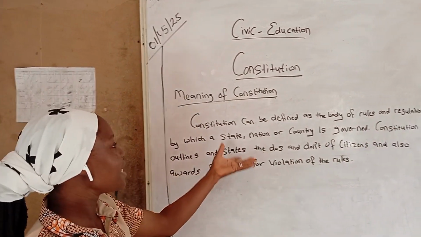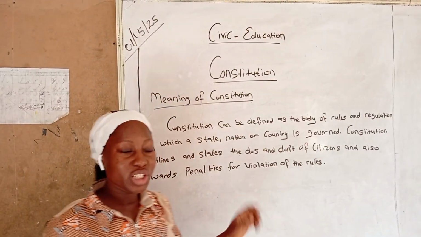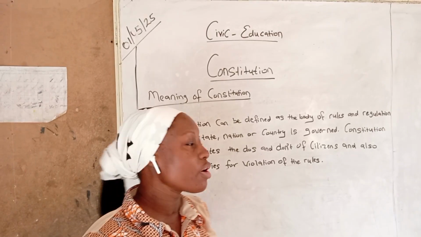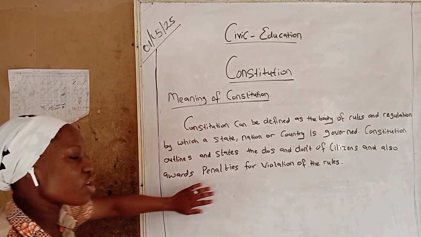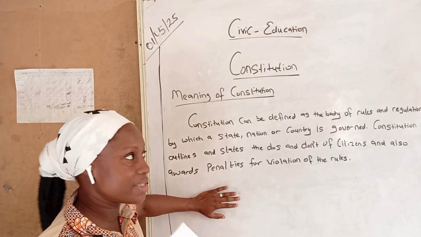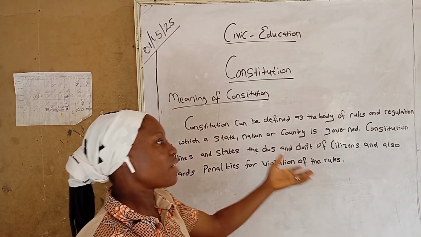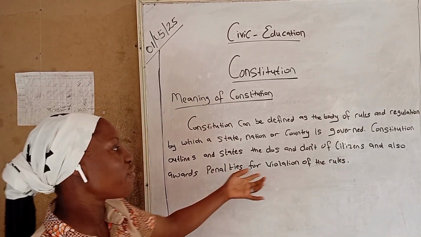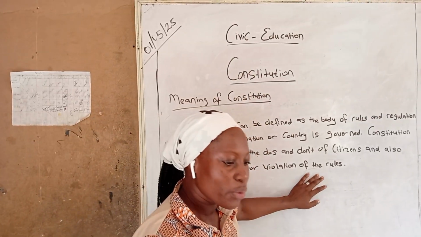I repeat, Constitution can be defined as a body of rules and regulations by which a state or country is being governed or administered. It also outlines our do's and don'ts as citizens of a particular country, and states the penalties for violation of that particular rule.